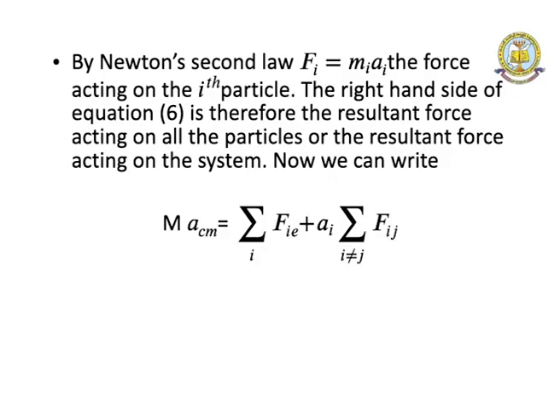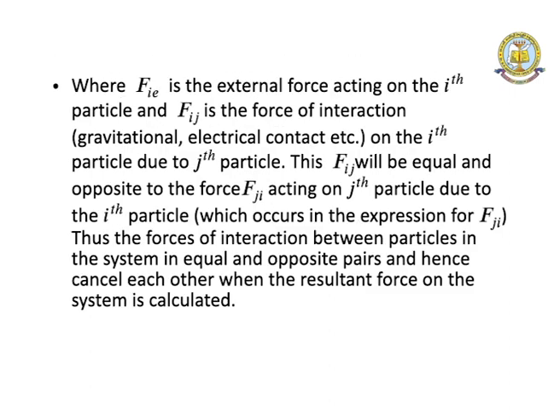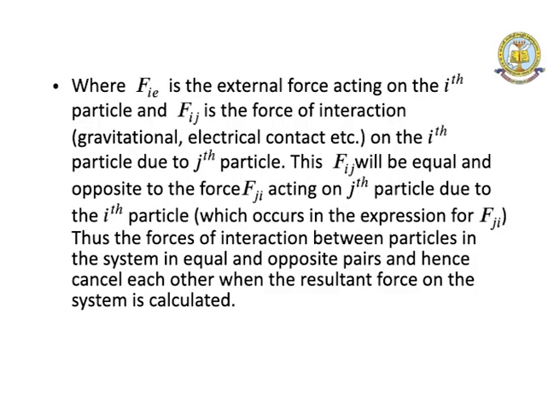Now we can write M acm is equal to summation of i, Fi(E) plus summation of i not equal to j, Fij. Here Fi(E) is the external force acting on the ith particle, and Fij is the force of interaction on the ith particle due to the jth particle. Fij will be equal and opposite to the force Fji acting on the jth particle due to the ith particle, so you can write Fij is equal to minus Fji. The forces of interaction between the particles of the system are equal and opposite pairs, and hence they cancel each other. So the resultant internal force of the system cancels.